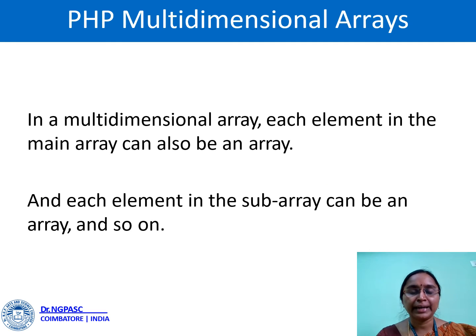Next, the third type of array is the multidimensional array. From the name itself, we can easily understand that there is more than one dimension for that single array. In a multidimensional array, each element in the main array can also be an array. So each element will act as a sub-array of an array.